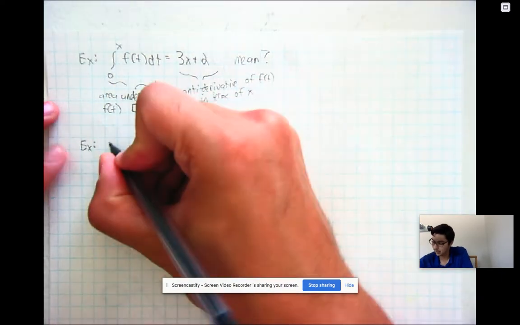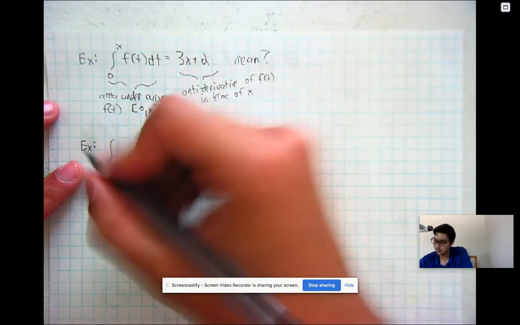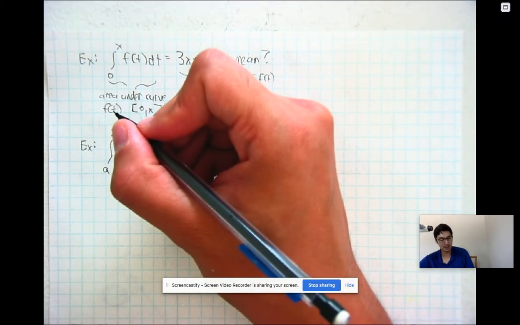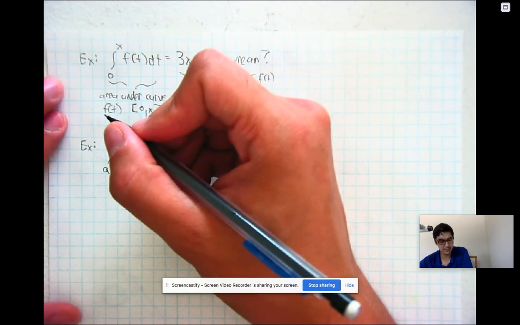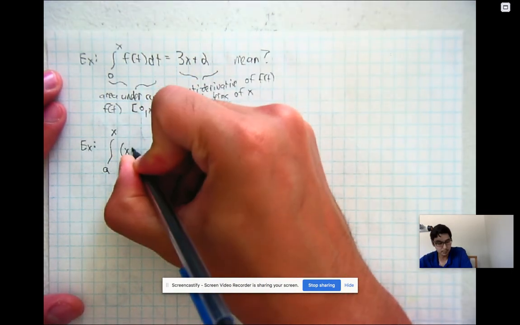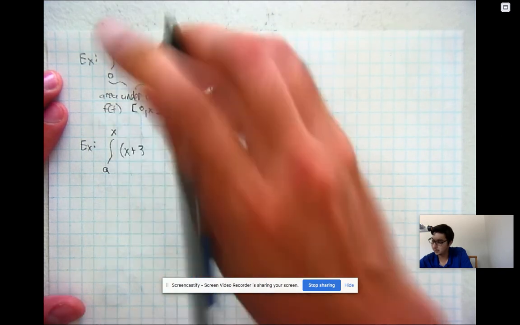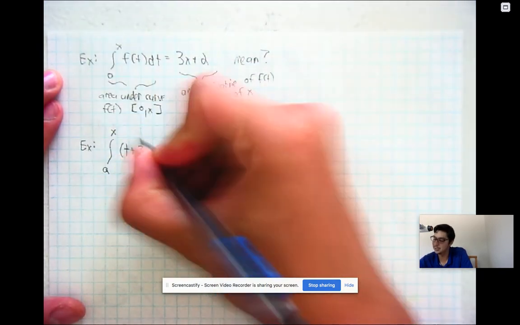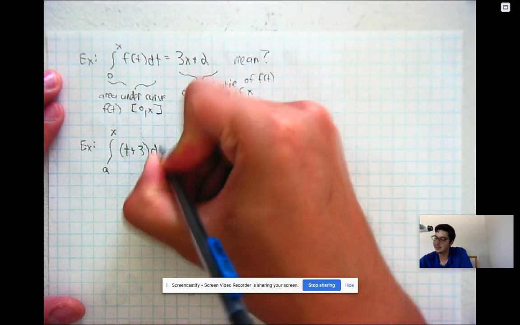So what if we looked at the interval from a to x of, and let's pick an example of x plus 3, or don't use x again, because that's confusing when we have a bound of x. So let's do t plus 3 dt. Right.